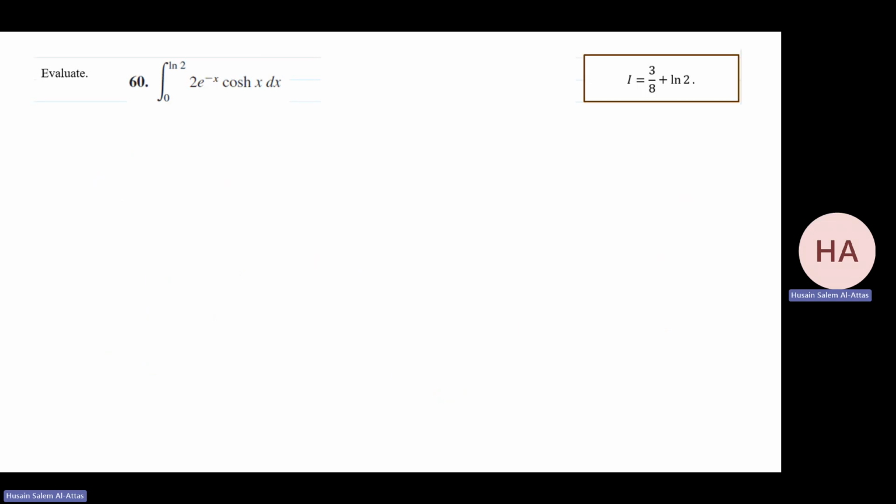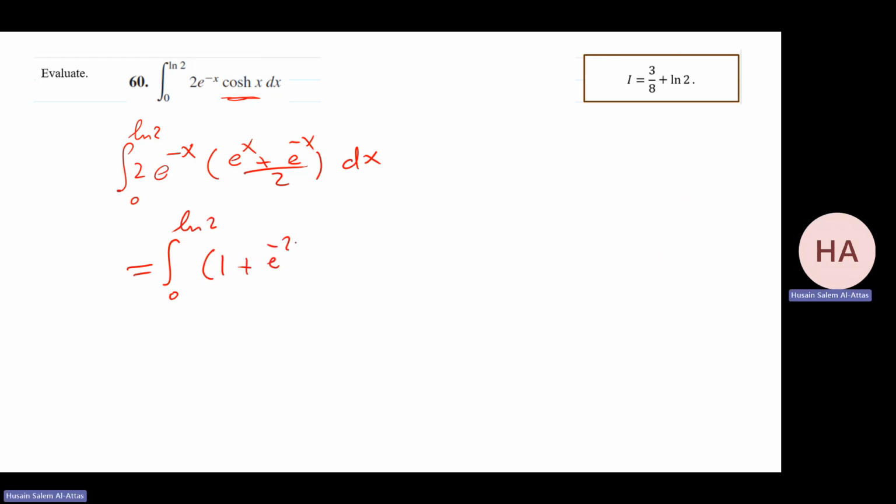Let me do this one also. Now we have e to the minus x with cosine hyperbolic. What I will do is rewrite cosine hyperbolic as an exponential, which is e to the power x plus e to the power minus x over 2 dx. Then I do the calculation. That will be the integral from 0 to ln 2 of 1 plus e to the minus 2x dx. Now integrate, I have x minus half e to the minus 2x. This is from 0 to ln 2.